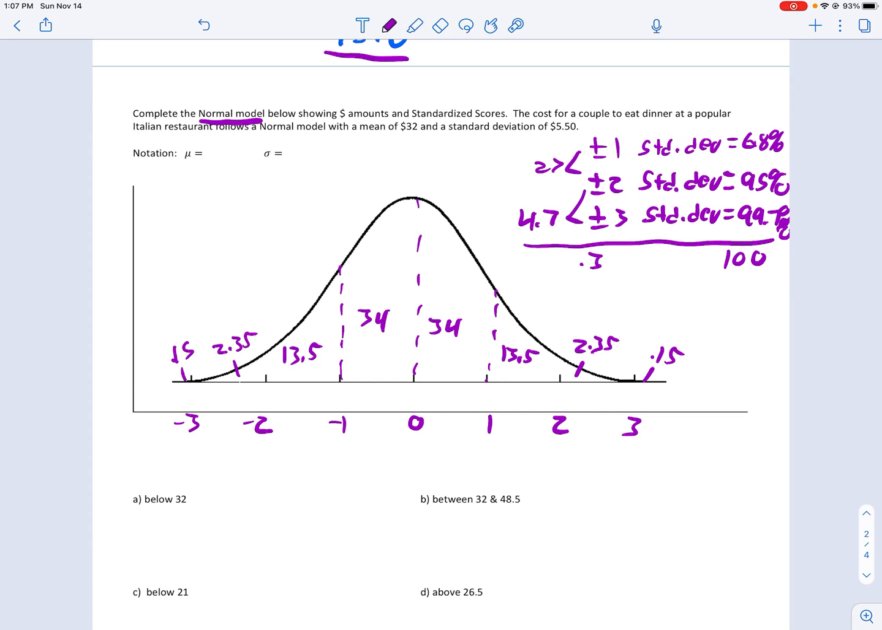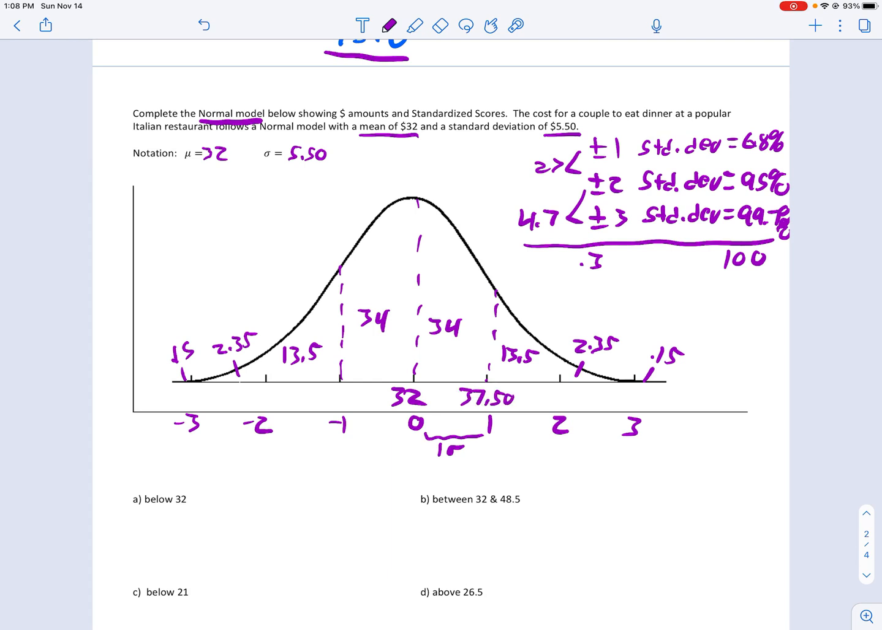If you're past 3 standard deviations, either above or below. So for our problem, the average cost to eat dinner is 32, so that's your mu, with a standard deviation of $5.50. So the average cost is 32, so that goes right in the middle. One standard deviation above that, you would add 5.50, so you would pay $37.50.